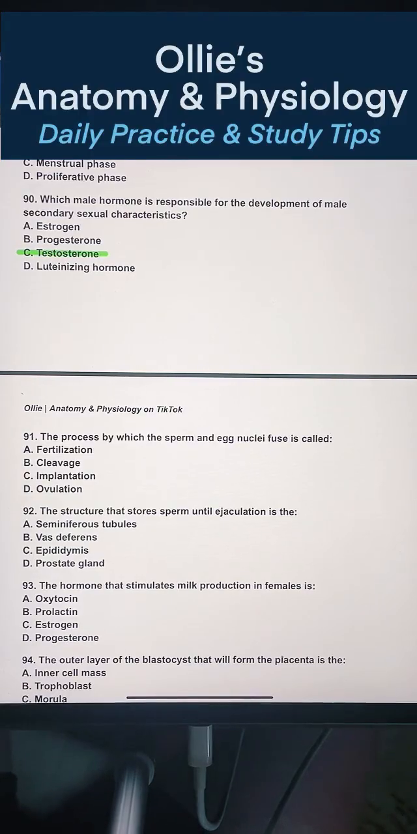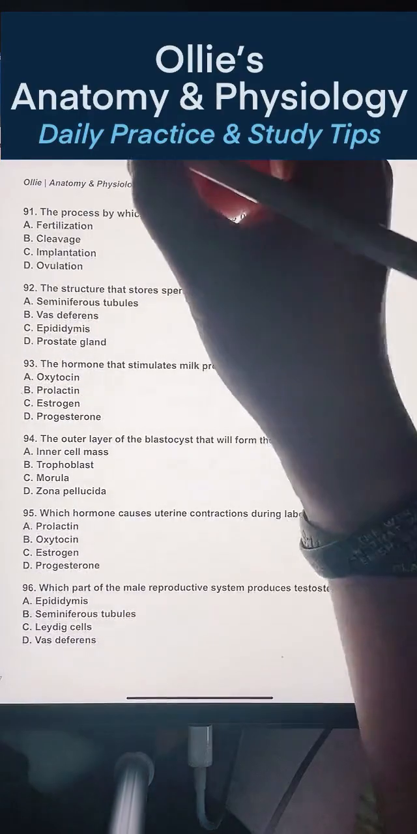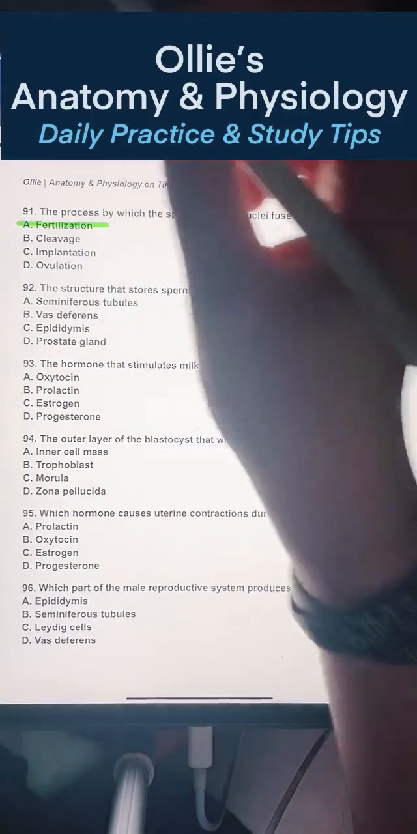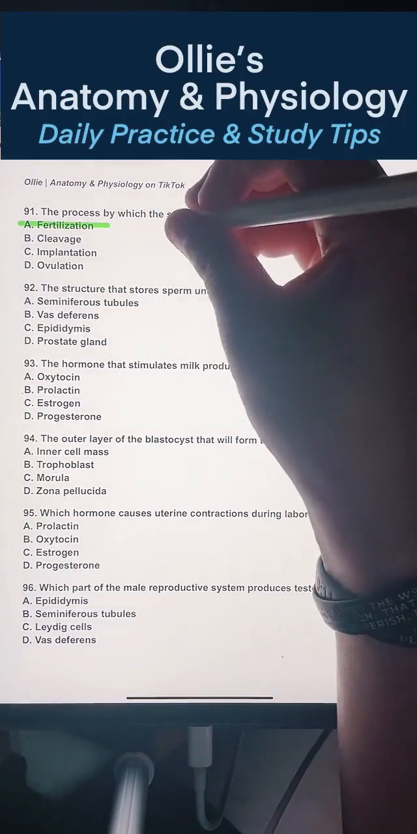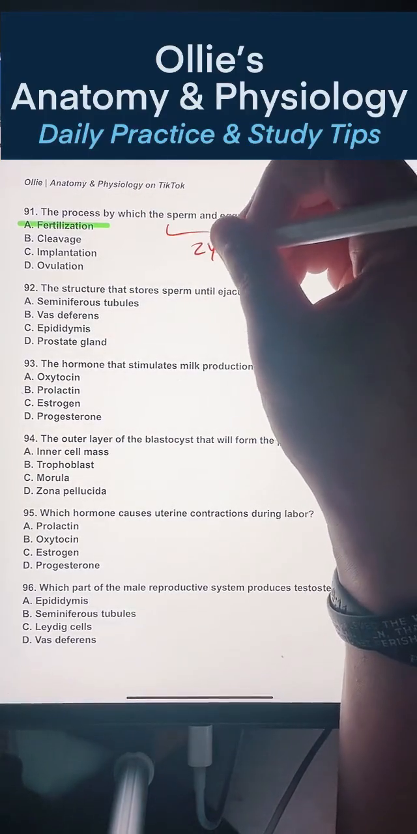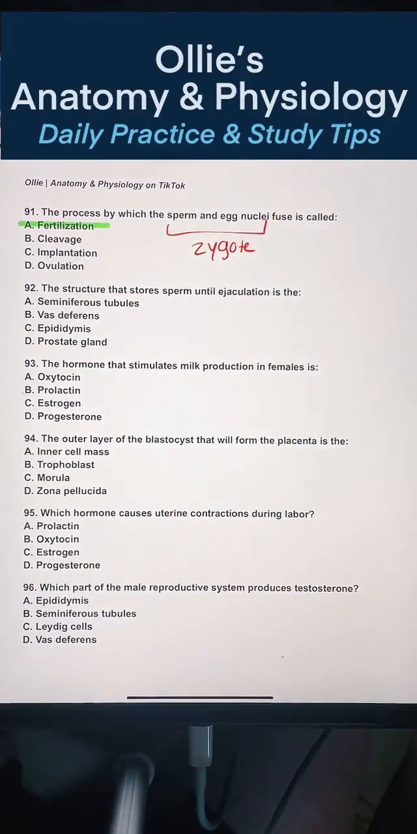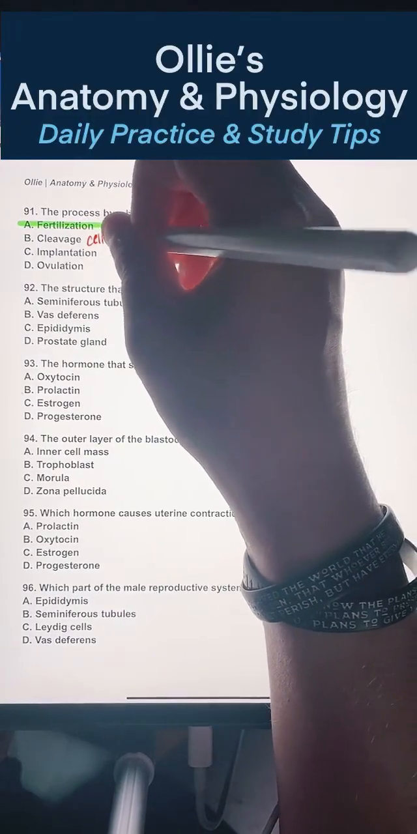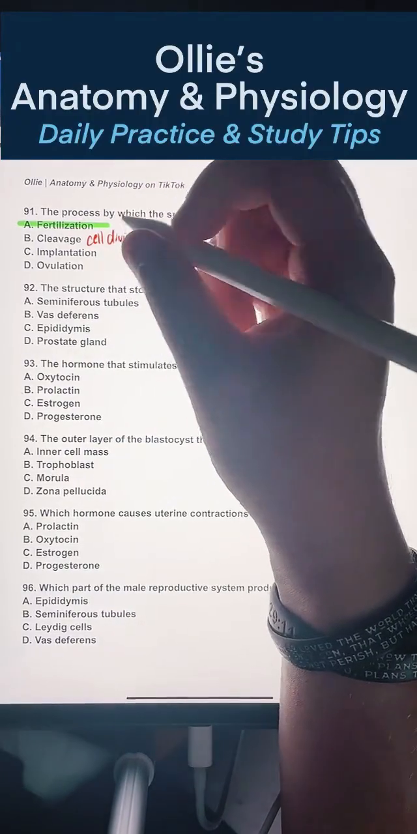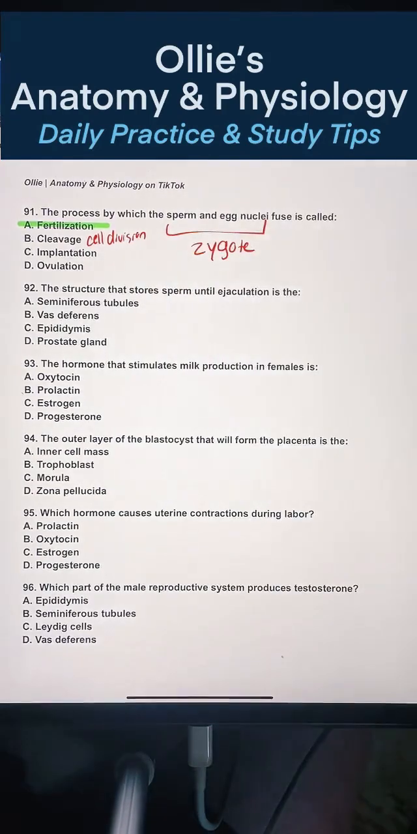Okay, there we go. Number 91 is A. It is fertilization. Fertilization is the fusion of the sperm and the egg nuclei. This is what is going to form our zygote. Cleavage is what is referred to as our cell division after fertilization. Implantation is when the embryo attaches to the uterine wall. Ovulation, release of the egg from the ovary.